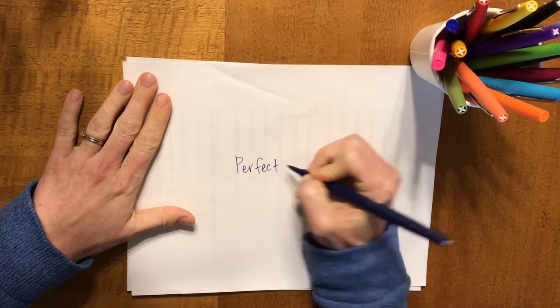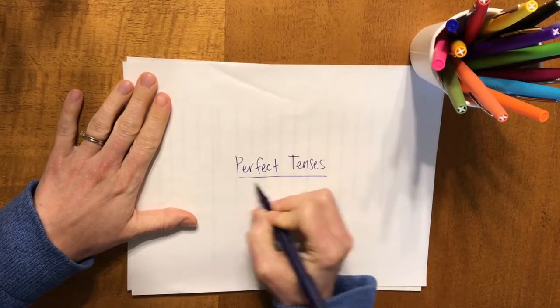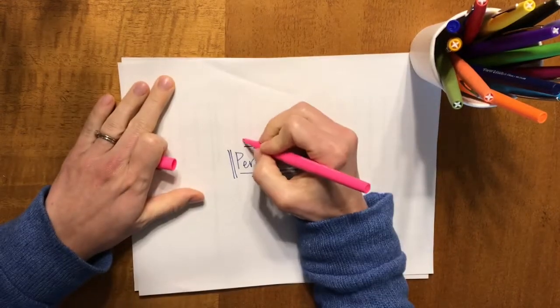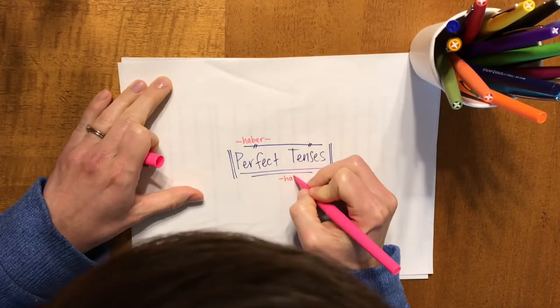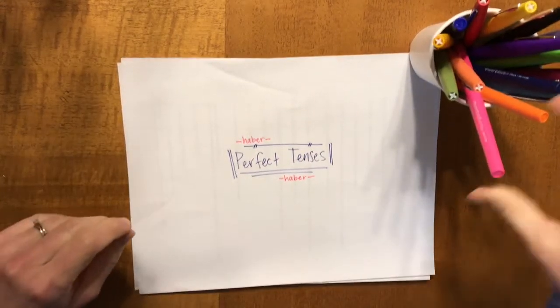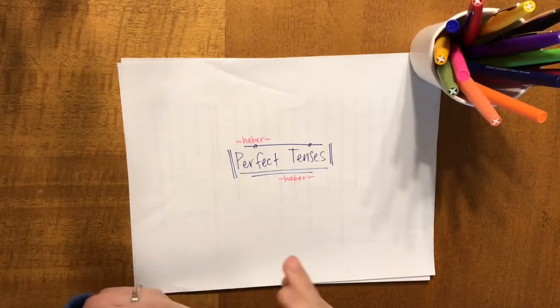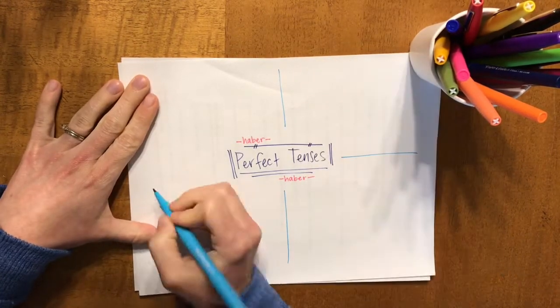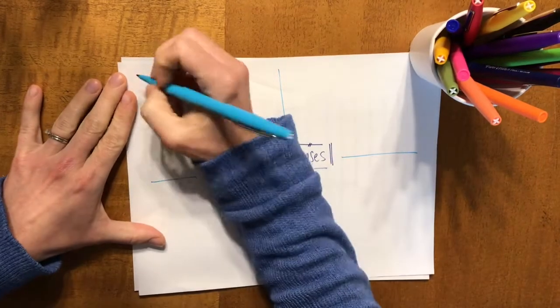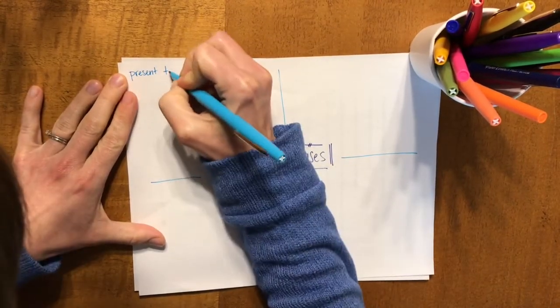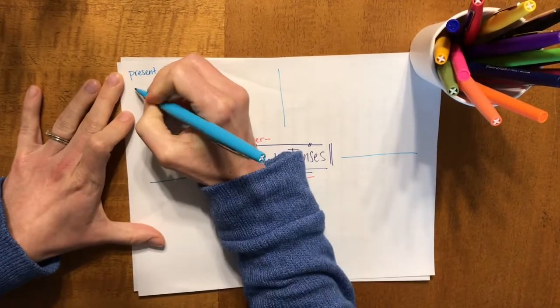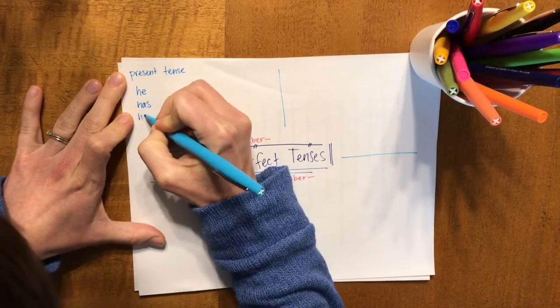Today I'm going to be talking about perfect tenses. We have studied the present perfect before, but now we are going to look at all four of the various perfect tenses. So we'll start with the present as a reminder. All the perfect tenses have haber. They have to use haber. That's very important. And in the present perfect, we conjugate haber like this.